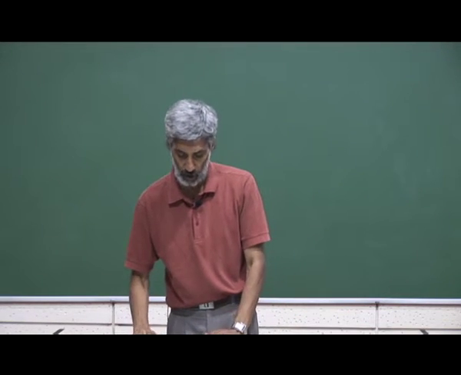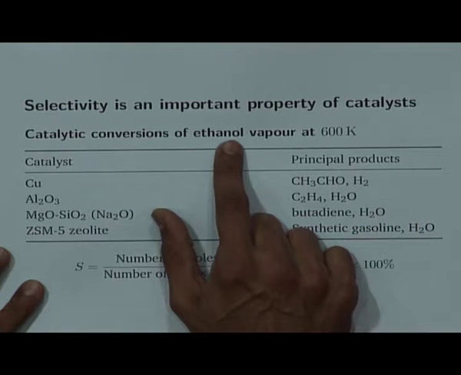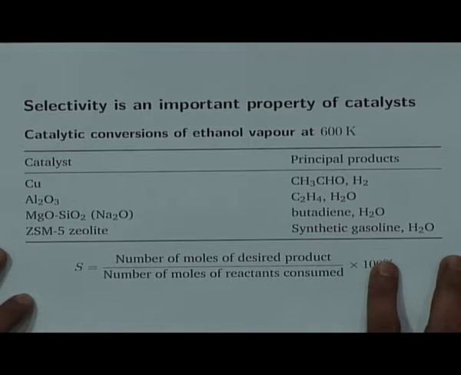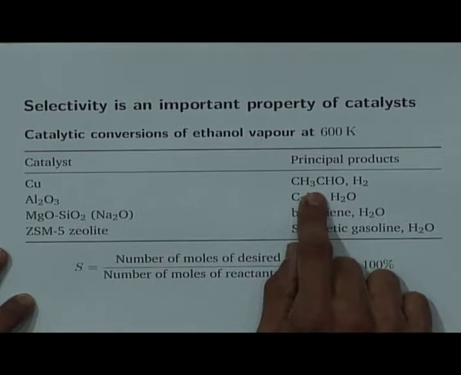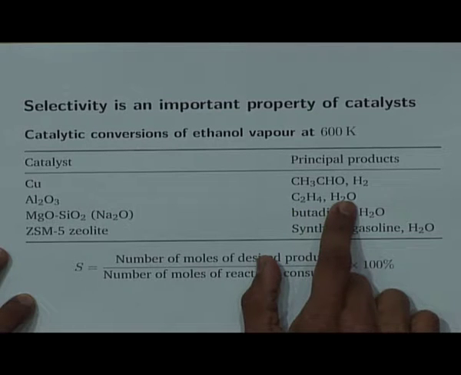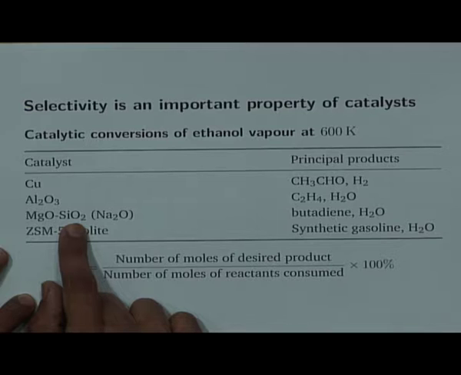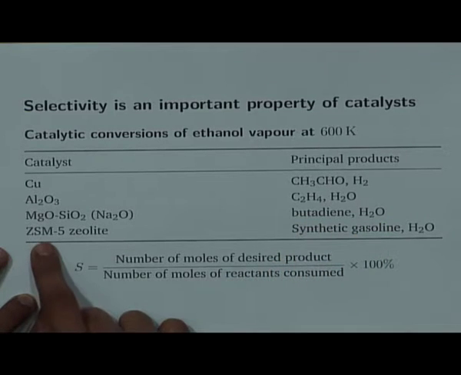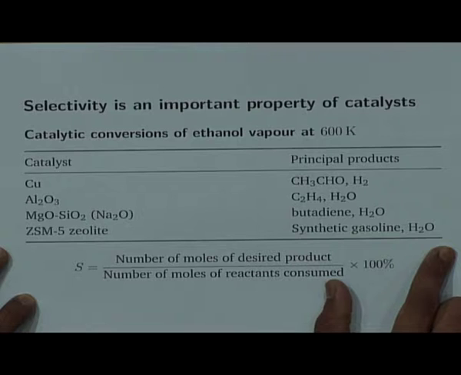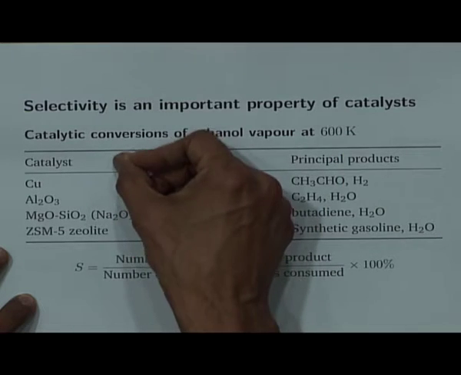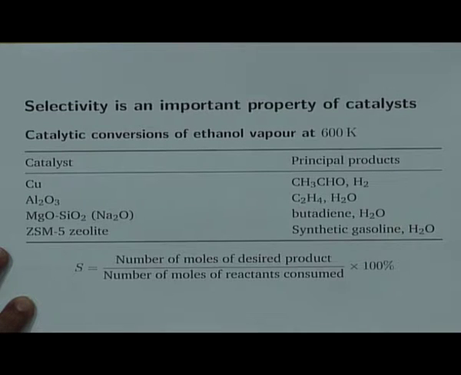here is a case which illustrates this. If you look at the conversion of ethanol vapor at 600 Kelvin in the presence of various catalysts, I have listed it out here. In the presence of copper, I get acetaldehyde and hydrogen. With alumina as a catalyst, I get ethylene and water. With magnesia and silicon dioxide with sodium oxide as a promoter, I get butadiene and water. And in the presence of what is called a zeolite catalyst ZSM5, I get synthetic gasoline and water. So, for the same reactant under identical conditions for different catalysts, I get different products.